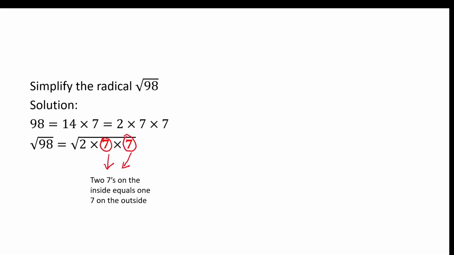What we can do is put it once in front of the radical. So twice on the inside equates to once on the outside. We put it once on the outside of the radical, in other words, in front, and then we keep the 2 underneath, and we can say it's equal to 7 square root of 2.